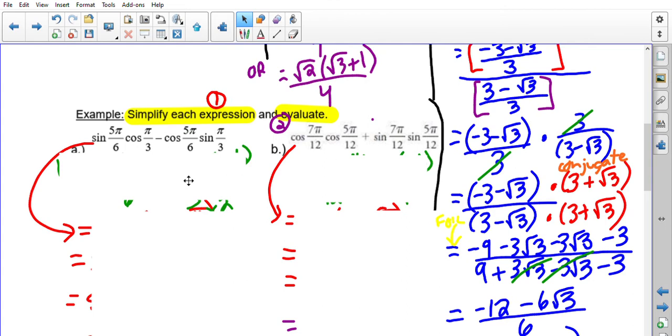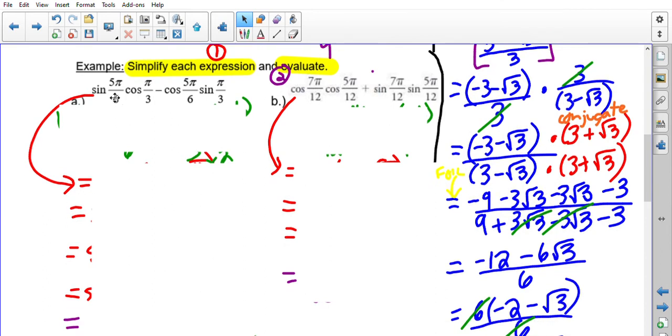All right, so now let's move on to the next example. It says simplify each expression and evaluate. So we've got sine 5 pi over 6 cos pi over 3 minus cos 5 pi over 6 sine pi over 3. So immediately you should be thinking to yourself, this looks like the expanded sine A minus B formula.